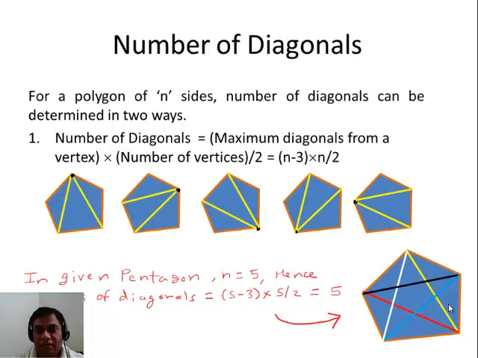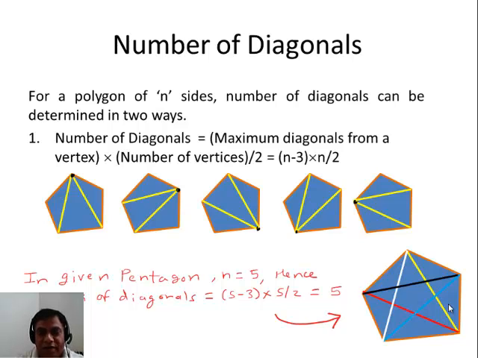This is the most interesting part of any polygon: how to count the number of diagonals in a given polygon of n sides. There are two different methods. The first method is to select any vertex and try to draw all possible diagonals. For example, you can see a pentagon. From the first vertex you can see two diagonals. From the second vertex, again there are two diagonals, and count all possible diagonals from all the vertices.